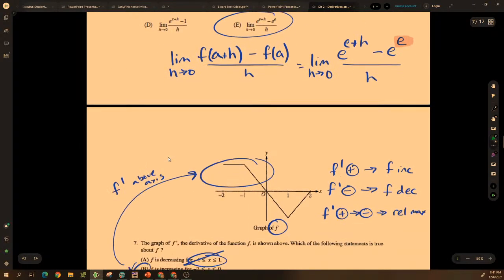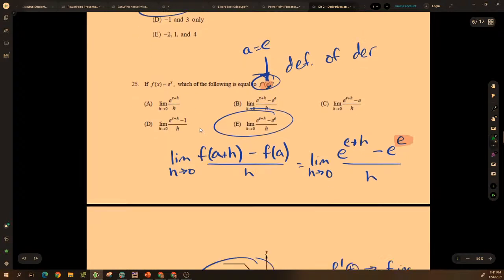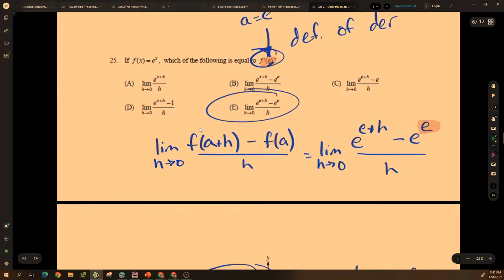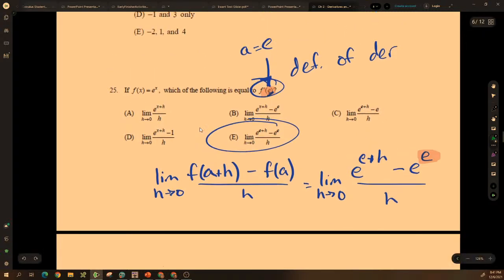Next up, we have f prime of e, and then we have all these limits. As soon as I see all of these limits, I want to be thinking of the definition of the derivative. Then, if it's f prime of e, that's not the general derivative, but the derivative at a specific point. So this is the formula that you kind of need to memorize.